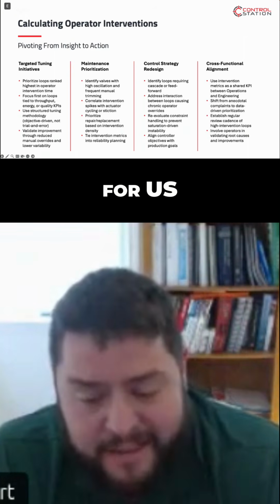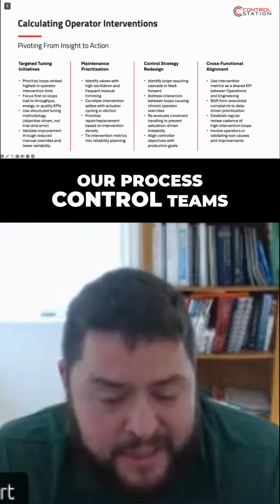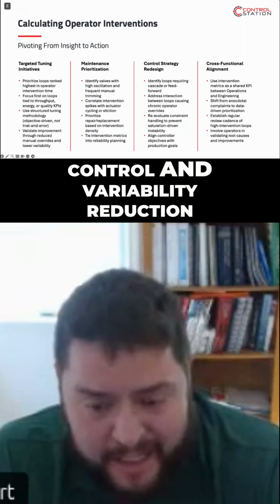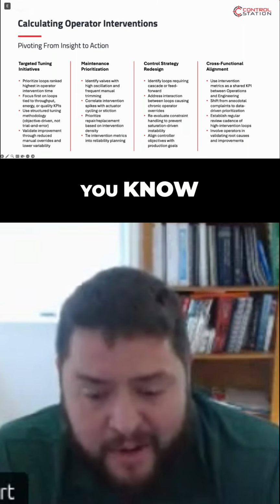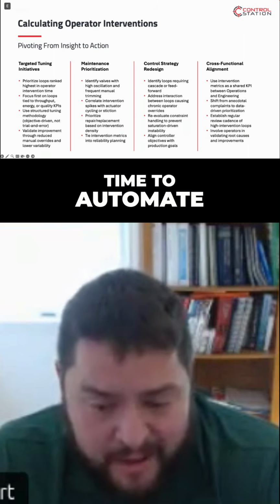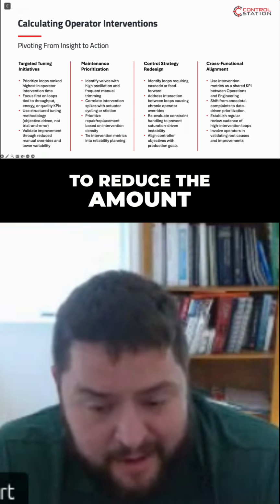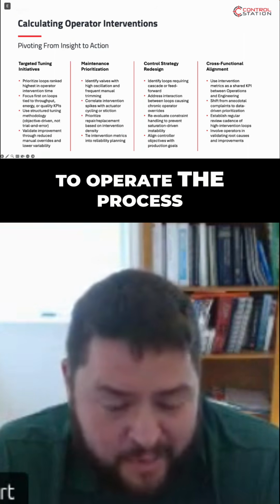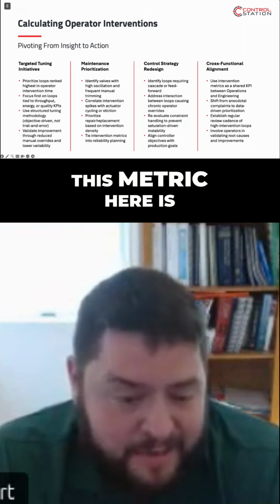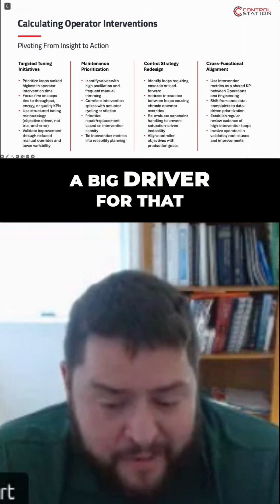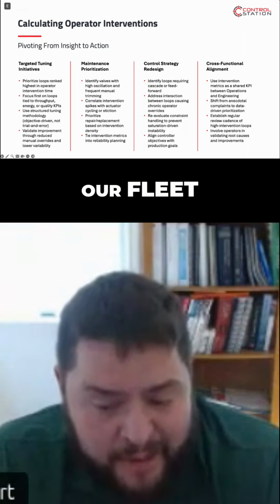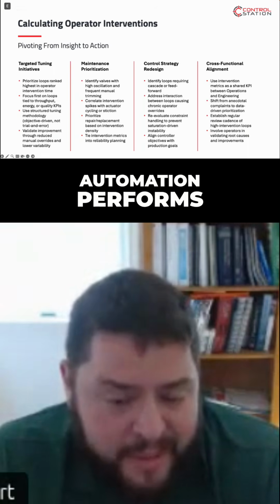I look at our process control teams more as an automation team, not just specifically process control and variability reduction. An automation team should be driving all the time to automate facilities to reduce the amount of human intervention required to operate a process, to make it smarter, looking at new technologies. And this metric here is a big driver for that. Like I mentioned earlier, for us, benchmarking our equipment, our fleet, and how well our automation performs.